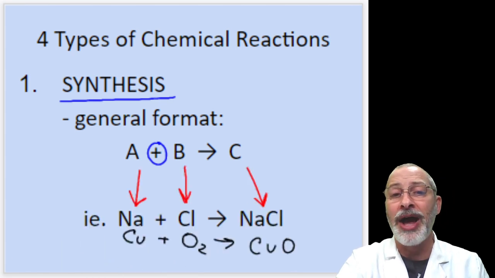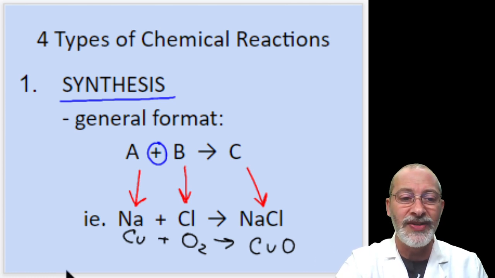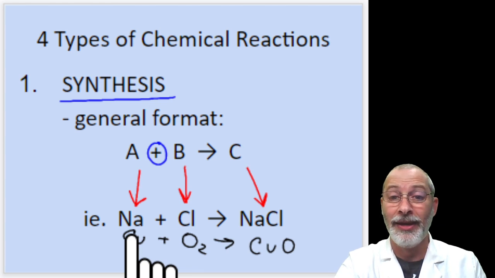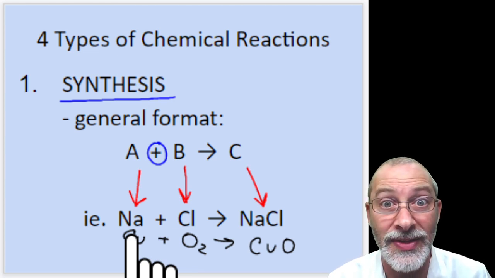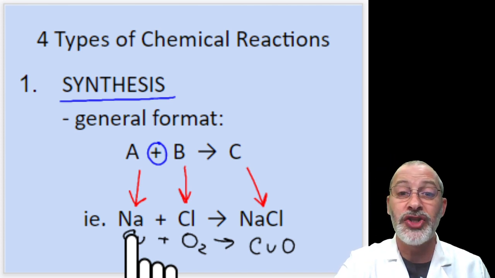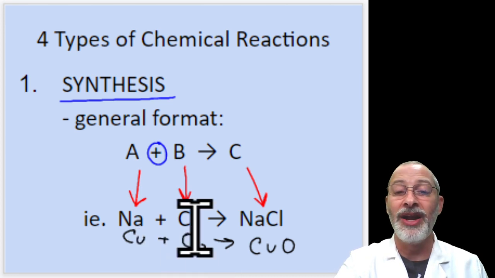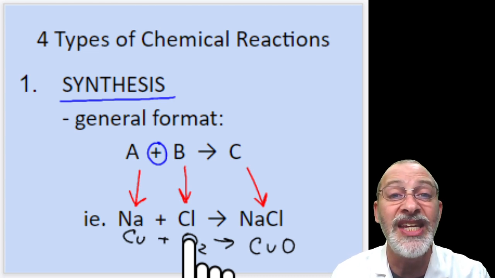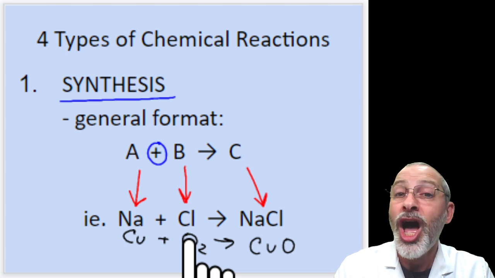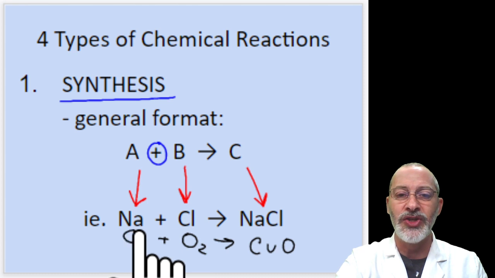Let me put this into practice so that you can see what I'm talking about. Here I'm giving you two different examples. In the first case, we've got Na. By the way, anybody know what Na is the symbol for? Sodium. We've got sodium, which is an element, and we've got a plus sign, and we've got another element symbolized by Cl. Anybody know what Cl is the symbol for? Chlorine. So we've got two simple substances, sodium and chlorine.